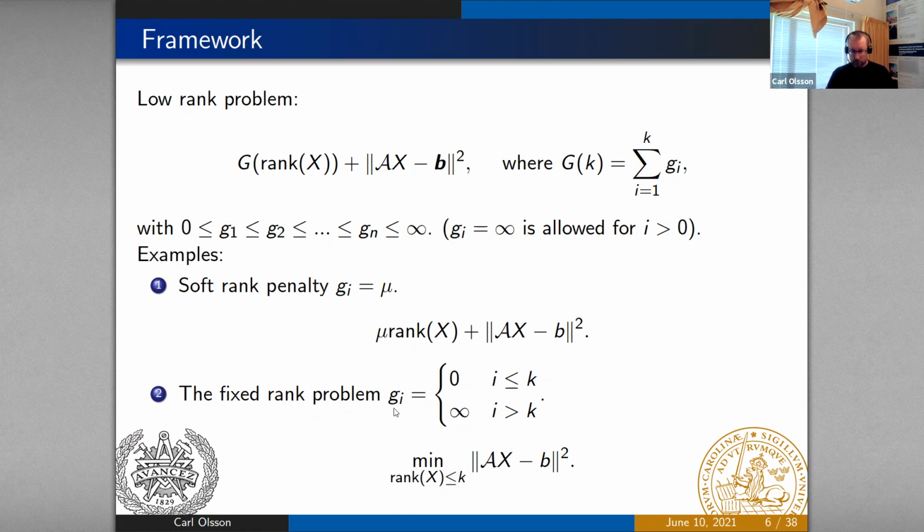Here's another example. So if G_i is 0 up to a certain K, and then infinity, I get this hard constraint. So minimize this data term with the constraint that the rank is less than K. Infinity is fine. You can work with that. You don't have to have like a large number or anything. You can work with infinity here.